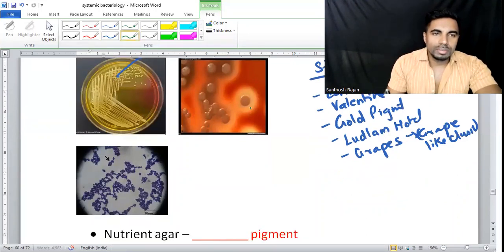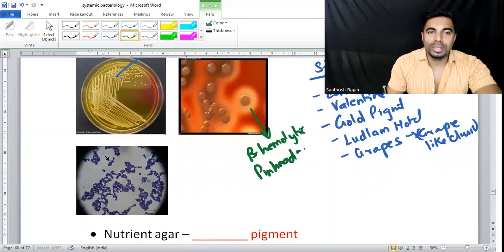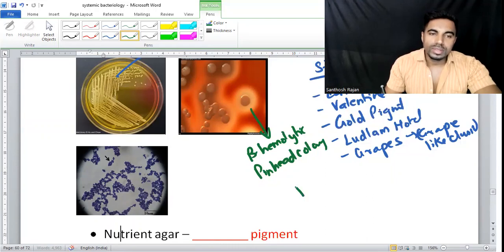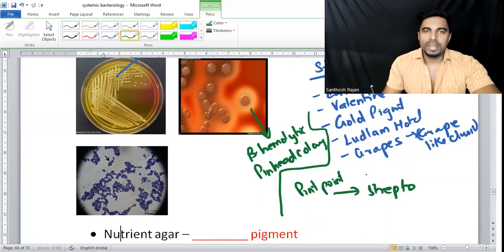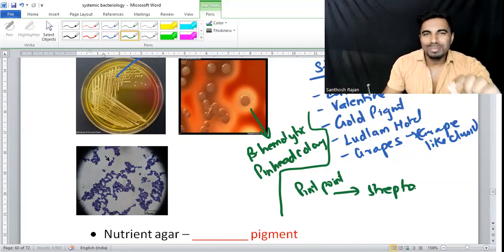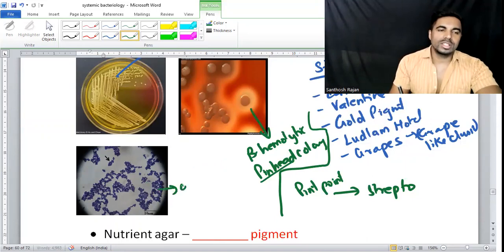Now you see this colony. It's a beta-hemolytic colony, but remember it is a pinhead colony. Why do I talk about pinhead? Because pinpoint we also have. Pinpoint colony is characteristic for Streptococcus. Remember that. Pinpoint is Streptococcus, especially Streptococcus pyogenes and agalactiae, but here it is pinhead. Okay, this is important. And these are your grape-like clusters. You can see the grape-like clusters, gram-positive cocci.